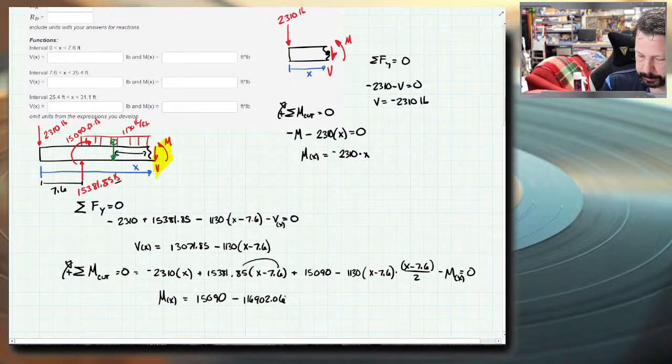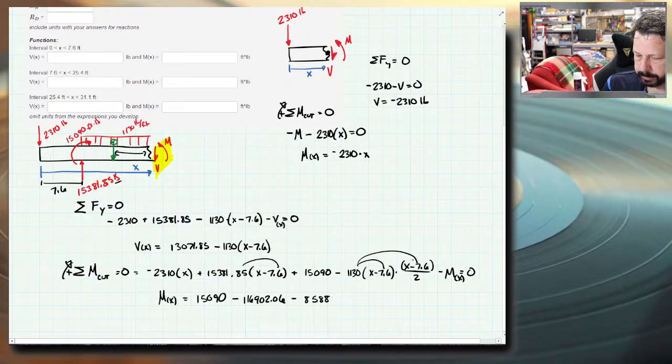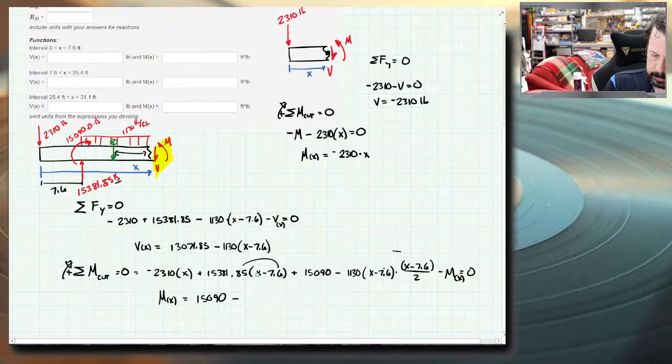Minus 116,902.06. Now we've got a couple of x. Oh no, there's another one. 1130 times 7.6. So that's another minus 8588. Oh, and there's another one of those right there, isn't it? I might leave those together. Since those are both x minus 7.6, I think I'm going to leave that together. In fact, I might need to do that with this. I think that's going to be easier if we leave those together as far as WebWork goes. So in fact, let's leave those together. I think that's going to be better in the long run.